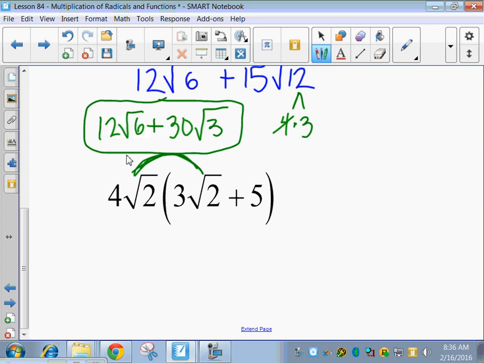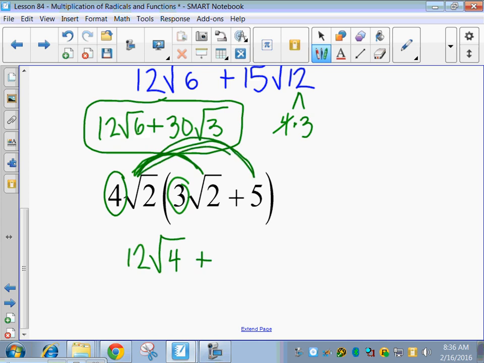Isaac, what should I multiply together first? The 4 and the 3. So my outside numbers give me 12. And Sophia, what should I multiply next? The 2 and the 2, which gives me 4. Okay. Now I have a plus sign because we're distributing.